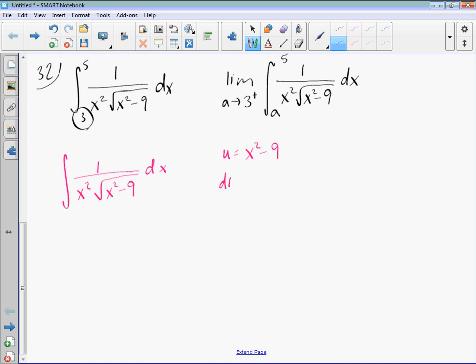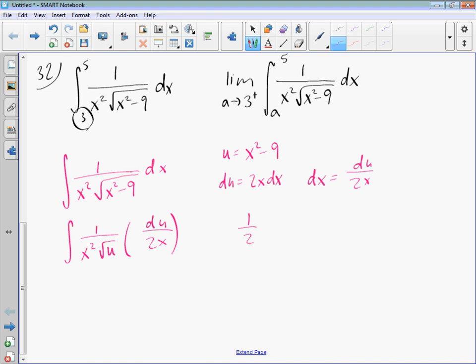So if I take the derivative, that's 2x dx. So my dx is du over 2x. So this is 1 over x squared and then square root of u. And then this is du over 2x. And that just gives me an x cubed in the denominator, right? Which actually is making it worse.